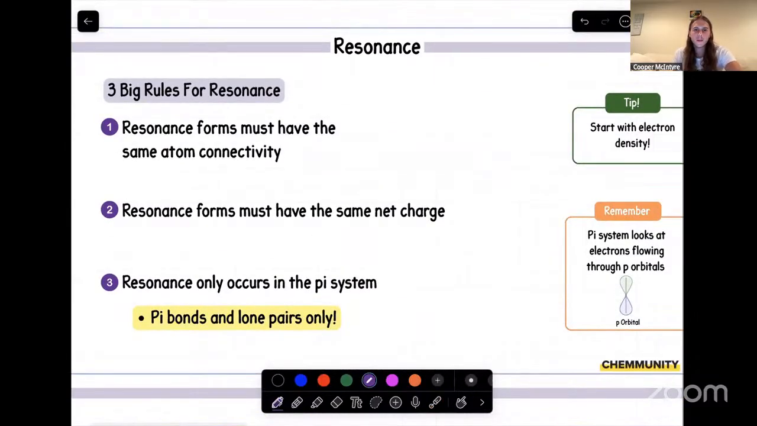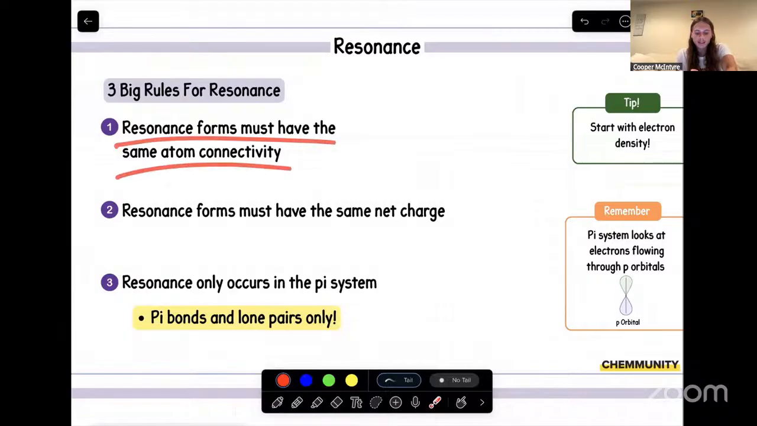Nice. And then from there, we'll go through and dive right into resonance. So, as a brief recap of what resonance is, it's the delocalization of electrons in the pi system. Now, in terms of the big three rules of resonance that we have to follow, number one is that resonance forms will always have the same atom connectivity. So what that means is that we are not moving our atoms around, but instead we're moving electron density, and we showcase that by using the curved arrow notation.